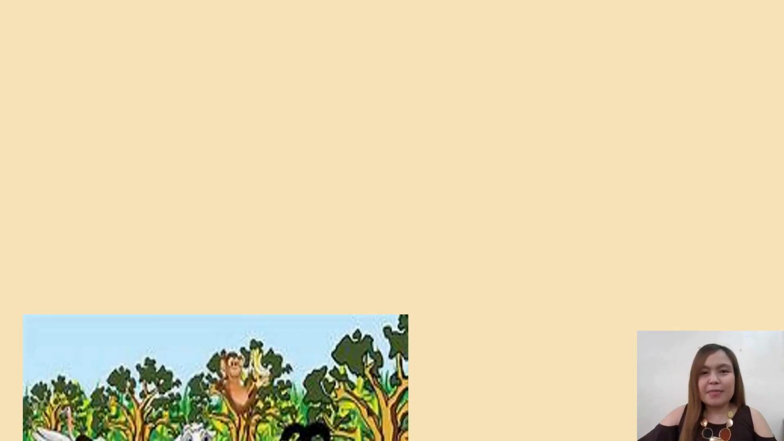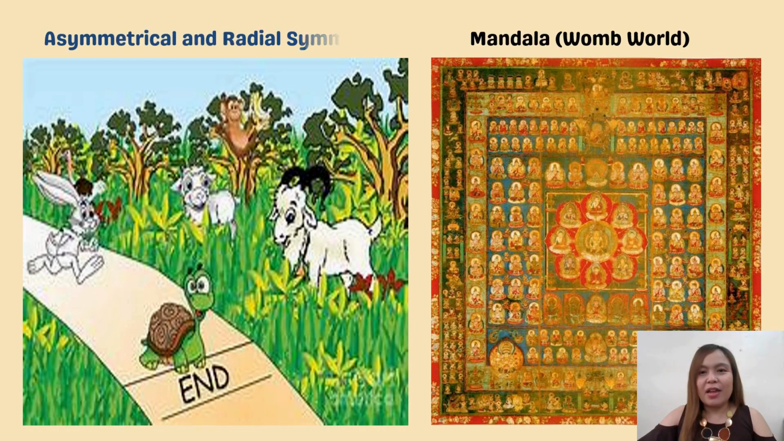Now, another form of symmetry is what we call asymmetrical, as in the first picture of the hare and the tortoise, and radial symmetry. Now let's talk about asymmetrical symmetry first. Now take a look at the picture on your left.